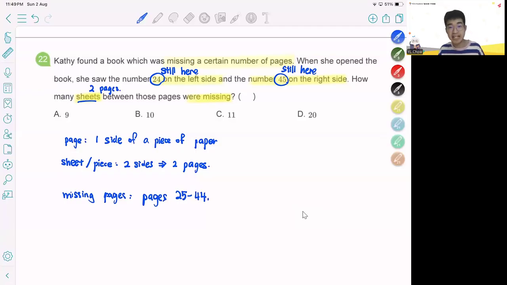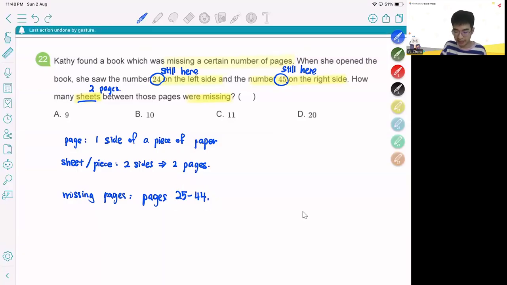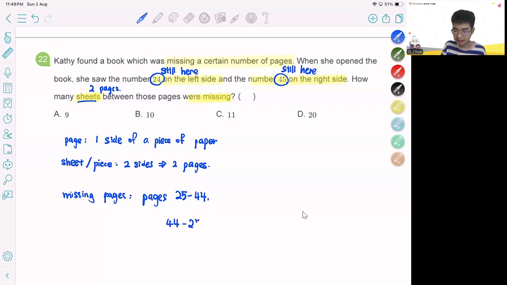Okay, how many missing pages are there? Right, so to find the number of missing pages, it is equivalent to finding how many consecutive numbers are there in a range, right? A lot of people might think, I know, it's 44 minus 25. But this is actually not correct, right? Don't forget you need to plus 1, right?